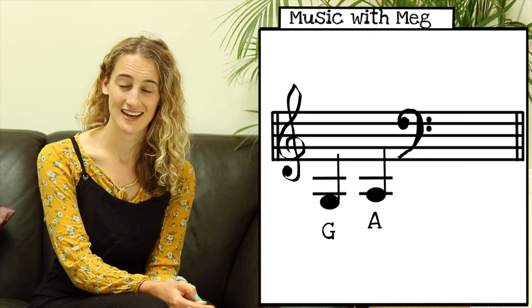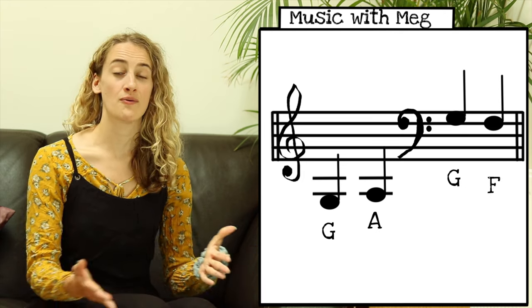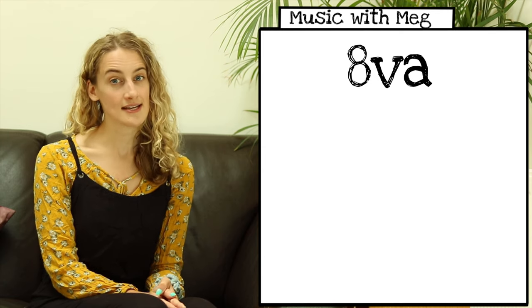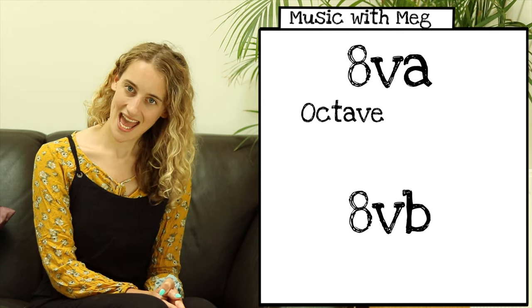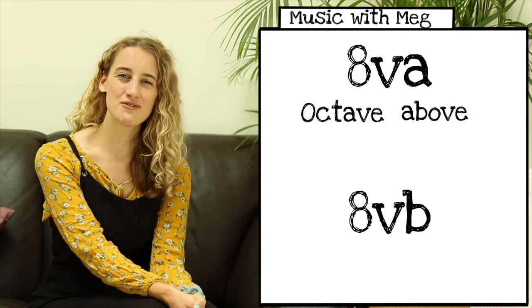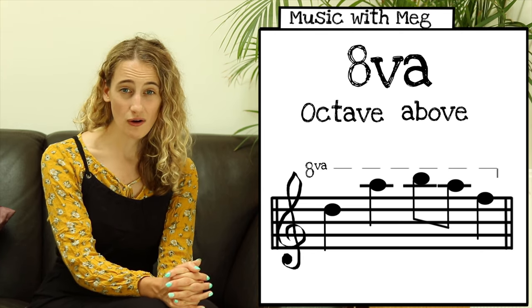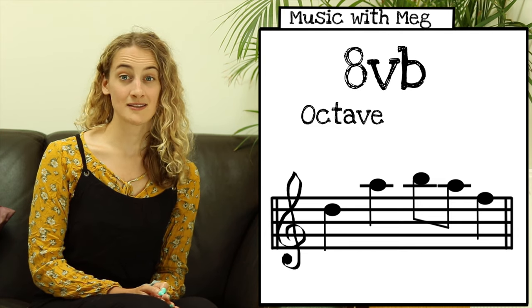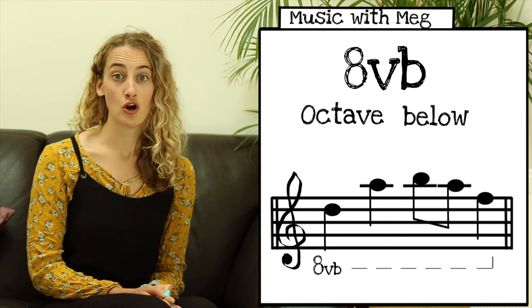To change the clef, you need to write the new clef symbol in the music. And then from that point forward, all of the notes will be in the new clef. Now you can also avoid using too many ledger lines by using the symbols 8VA and 8VB. Now the 8V stands for octave and the A stands for above. So if you see the symbol 8VA, it means that you need to play the notes that are written an octave higher. Now the 8VB symbol stands for octave and B below, which means that you need to play the notes that are written an octave lower.